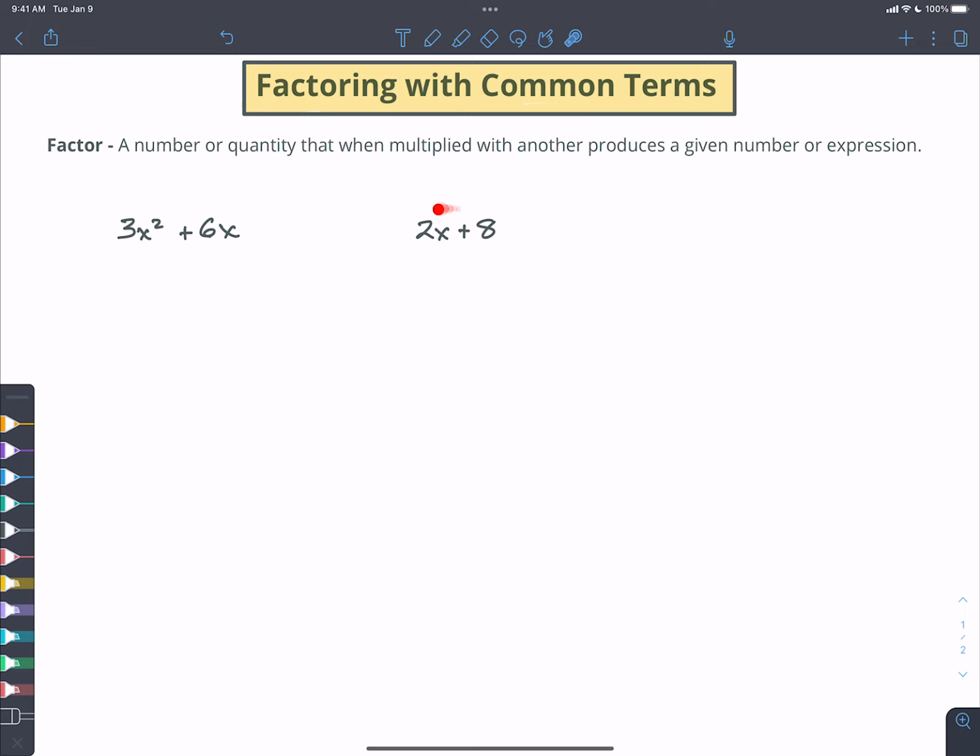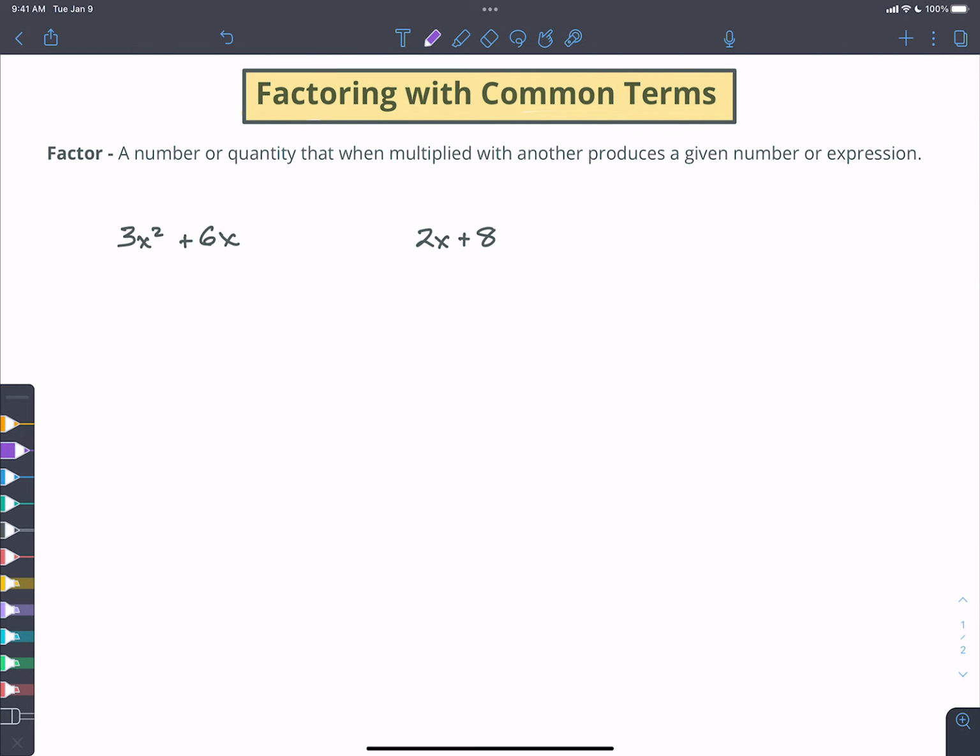So what I'm trying to do is figure out what is common between these two pieces that would turn them into two or more factors. So let's start with this one. This one says 2x plus 8. Now you might even see, these are both even, so a common factor would be 2.